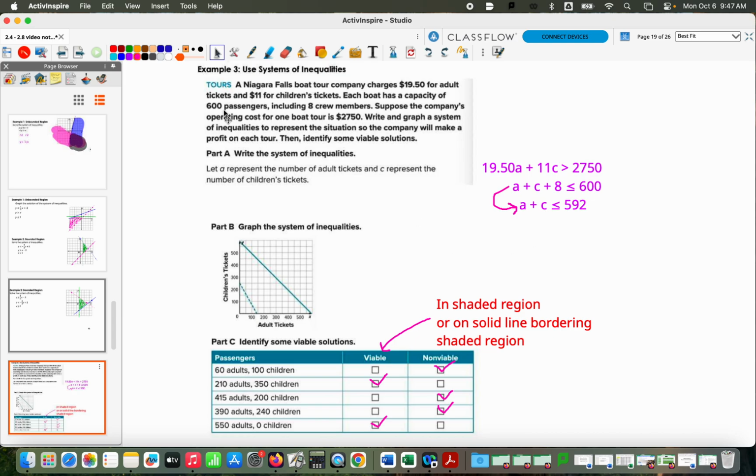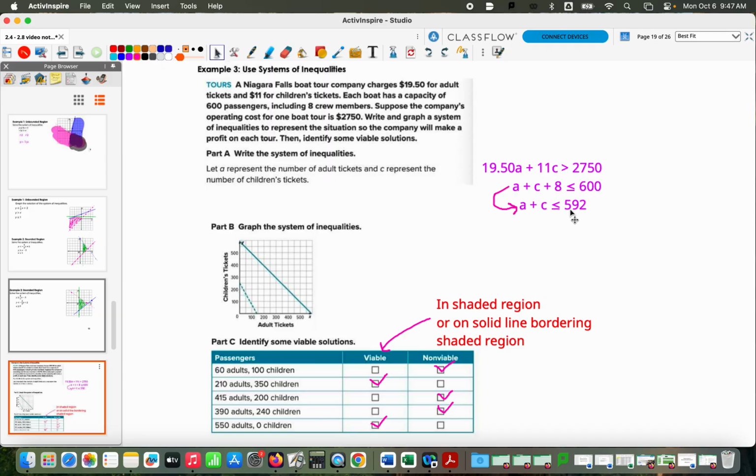Looks like it has a boat capacity of 600, including the 8 crew members here. I don't like the wording there, but basically it's adults plus children plus the 8 crew members has to be less than or equal to 600. They can't go over 600 passengers. What I really would just do here with this equation is minus the 8, so now you just have your 2 variables. So here's your 2 equations, and we want to graph those.